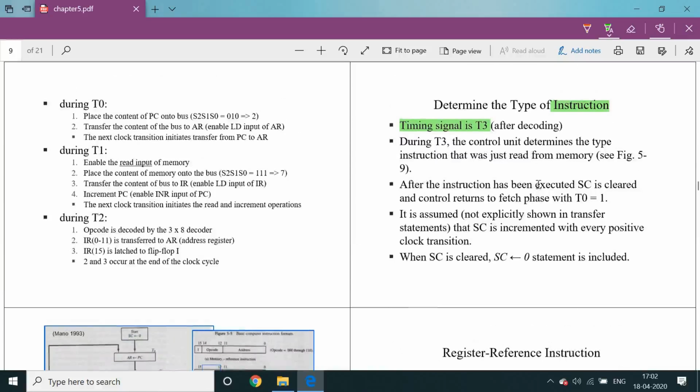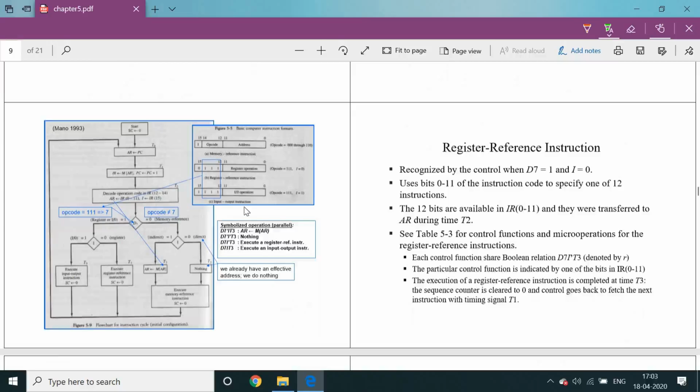After the instruction has been executed, SC is cleared and control returns to the fetch phase with T0 equal to 1. It is assumed, though not explicitly shown in the transfer statements, that the sequence counter is incremented with every positive clock transition. When SC is cleared, the sequence counter goes to 0, and that statement is included.